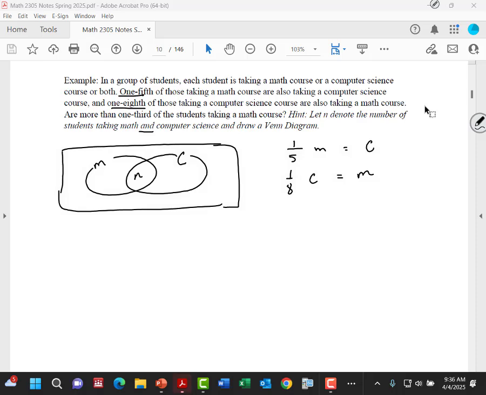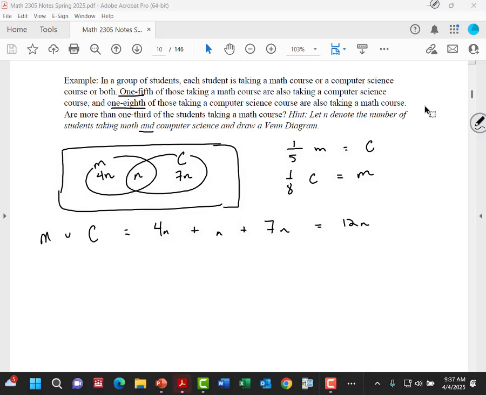So the number that are taking math only is simply 4n. Notice 4n plus n would be 5n. And the number that are taking only computer science would be 7n. Notice n plus 7n would be 8n. So M union C, the union of these two, would be 4n plus n plus 7n, which equals 12n.